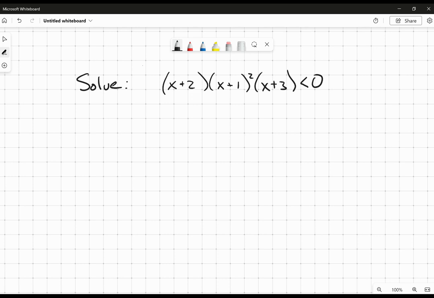Okay, hi everybody. So in this video, we're going to solve this inequality: x plus 2 multiplied by x plus 1 squared times x plus 3, all less than 0. Nice thing about this one is it's already in factored form. It's just a matter of us interpreting what's going on here. So when I take a look at that left-hand side and interpret it as a function, I'm going to get x-intercepts on that function at -2, -1, and -3.